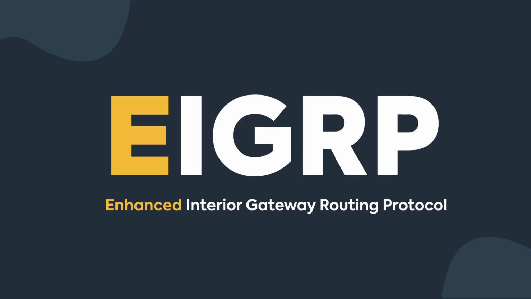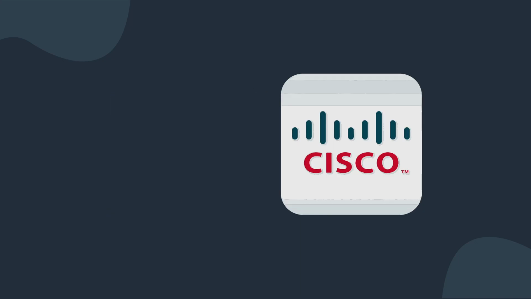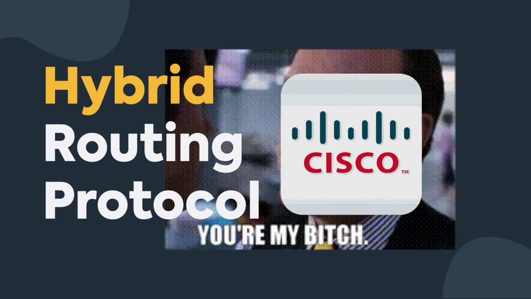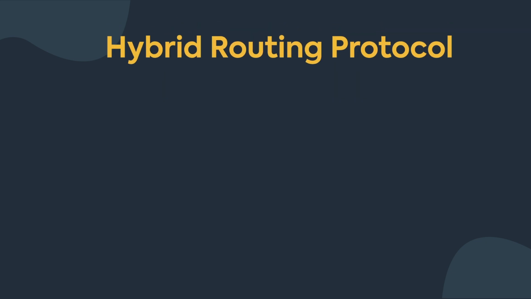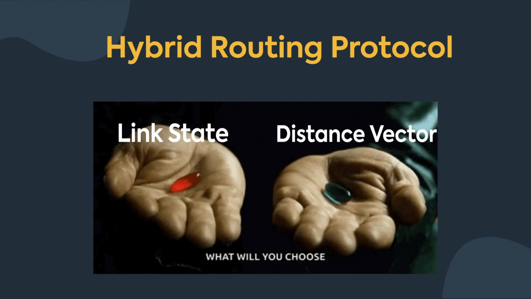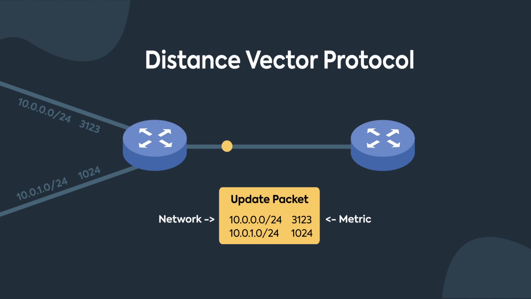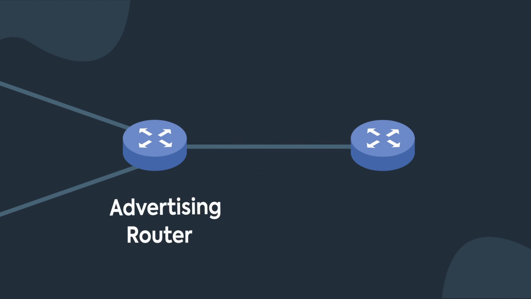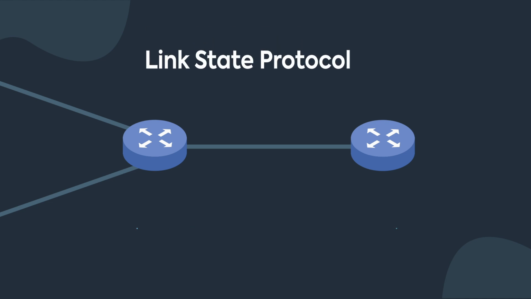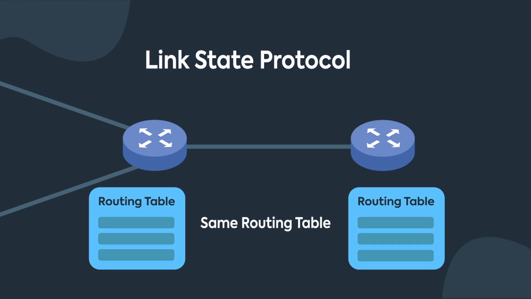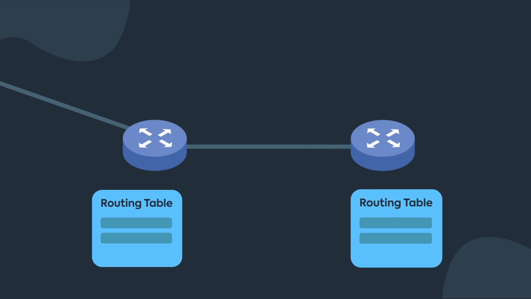Enhanced IGRP, or EIGRP, is a Cisco-owned hybrid routing protocol that is designed to route traffic within the autonomous system. It's a hybrid protocol, which means it combines the features from both link state and distance vector protocols. As a distance vector, it sends out an update that contains all the routing information from the perspective of the advertising router. And as a link state, it synchronizes the routing table between the neighbors at the startup and sends out only the partial update when the topology gets changed.